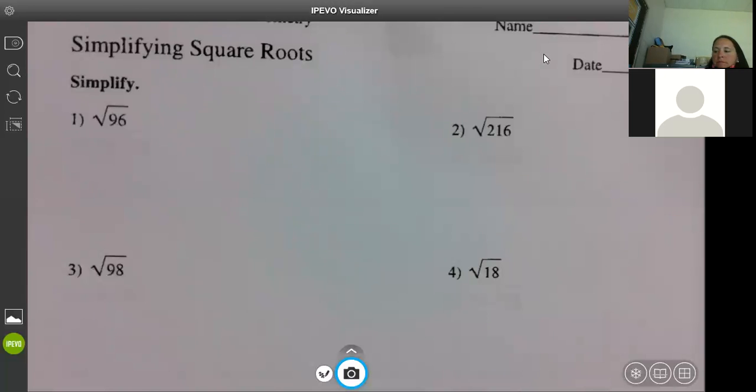All right. So we're going to simplify square roots today, and they're not really that hard. What you need to know how to do is be able to know factors of these numbers, okay?